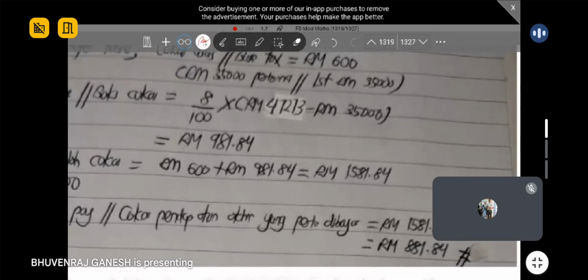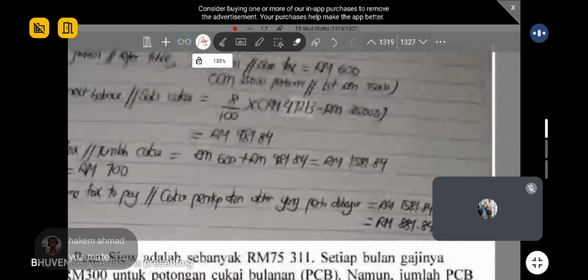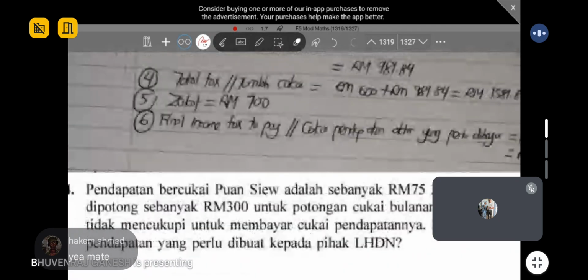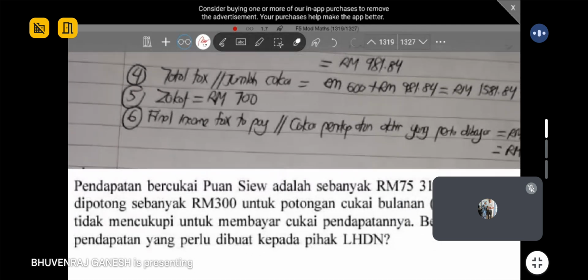Do you all get it? Boleh faham? This one is another type of question. Now you bosan, right? We switch question. Kita tukar soalan pula. Now we involve the PCB.